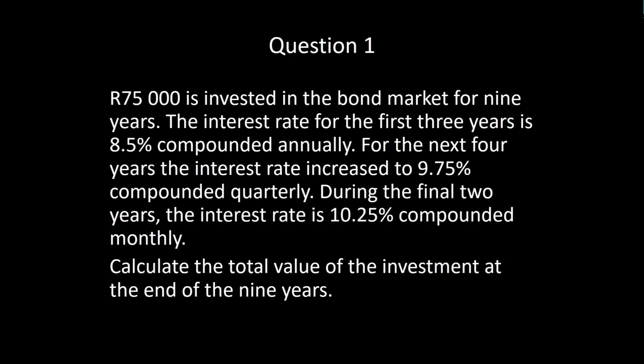All right, so the first question says, 75,000 Rand is invested in the bond market. Now, some of you might be saying, but what is a bond market? A bond market is really where government-issued securities are traded. So the government asks the public to lend them money. So it's considered a relatively safe investment vehicle because you are lending money to the government, so your money should be quite safe. But it's certainly not only the government, but huge institutions that trade in the bond market.